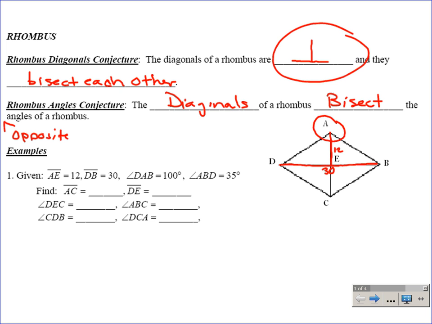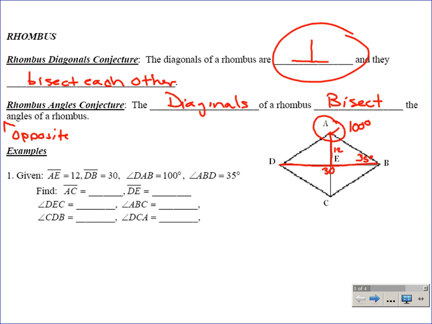Oh, I was just kind of guessing what it was earlier. There's 100 degrees right there, the whole angle. And then angle ABD is 35. I think that's really good to add up. Okay. Let's pretend that's correct. It doesn't really make sense to me, but that's okay.